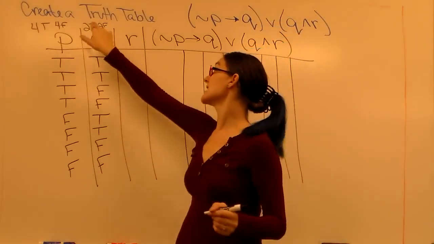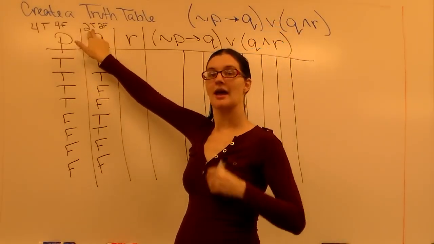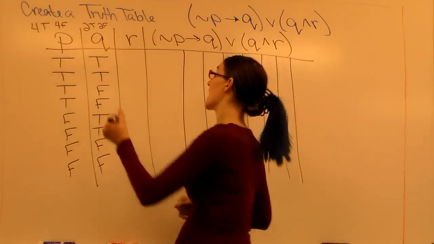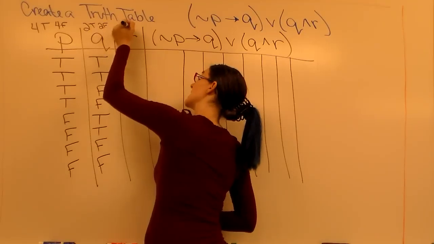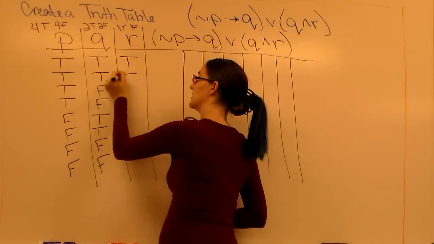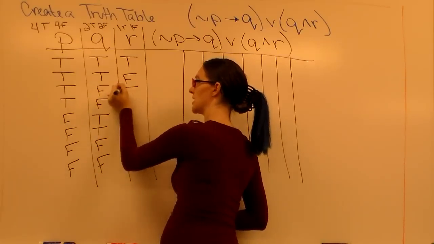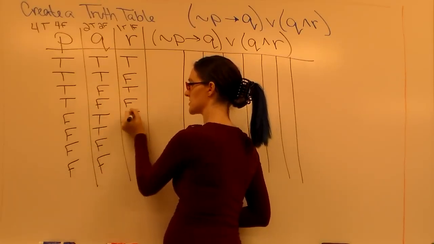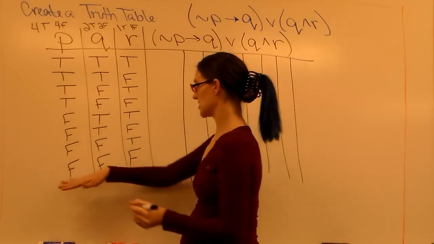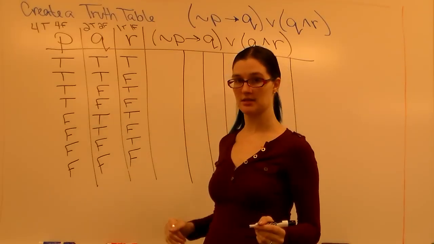For column R, I'm going to take Q's numbers and cut them in half. So I took P, cut that in half for Q, and cut Q in half for R. It's going to be 1 true and 1 false. True, false. Then repeat, true, false. Keep repeating until you have that entire column finished. So you have 8 options.